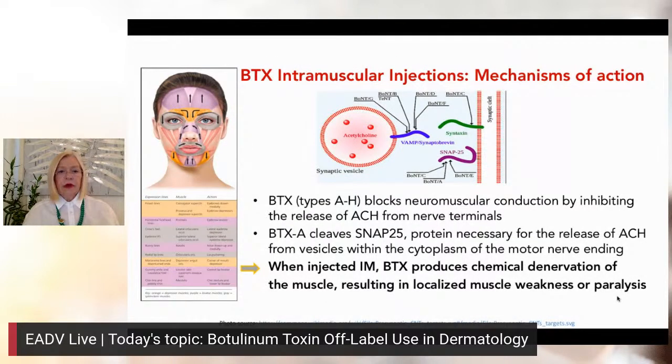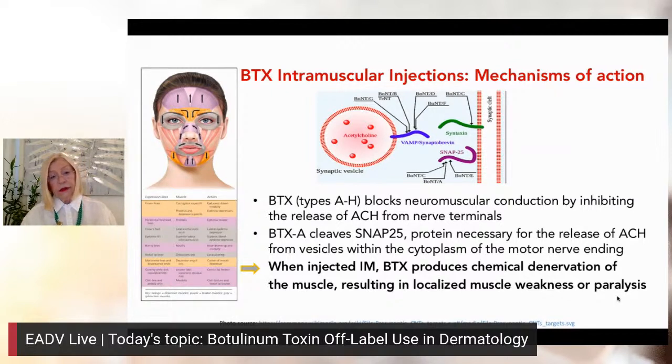As you know very well, botulinum toxin is a neurotoxic protein produced by the bacterium Clostridium botulinum. There are 8 types of botulinum toxin named from A to H. Types A and B are capable of causing disease in humans. Botulinum toxin type A is used commercially and medically in dermatology.